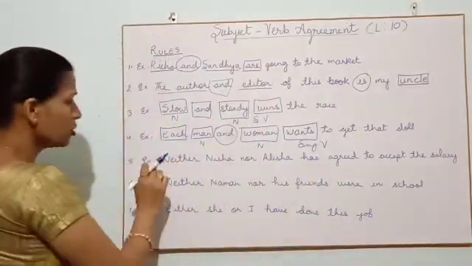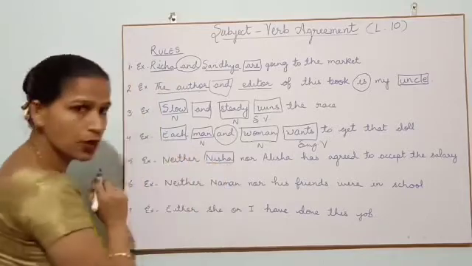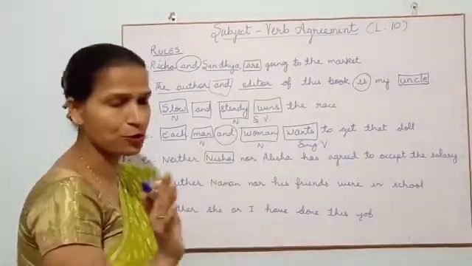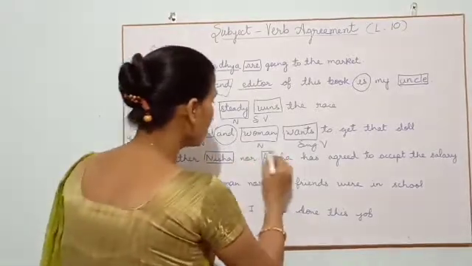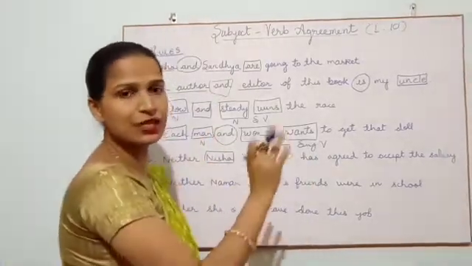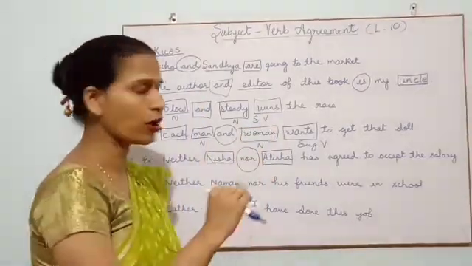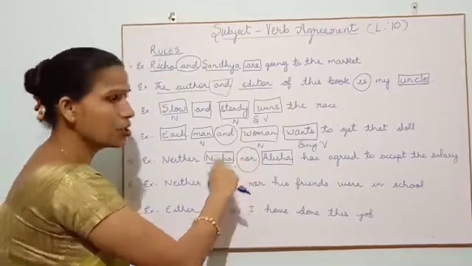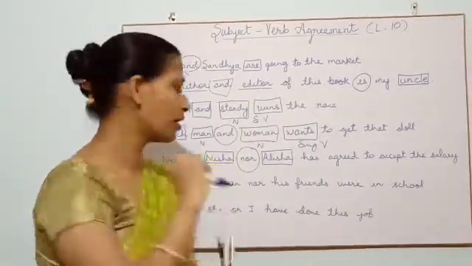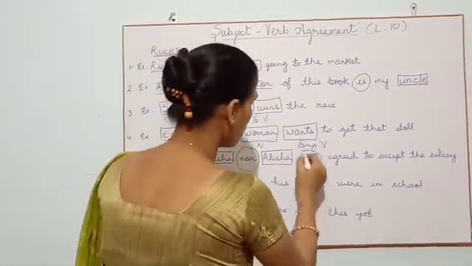Let's see. Two singular subjects. Nisha, singular subject. What are subjects? I am sure you all know. Elisha, singular subject. These two singular subjects are joined by the word nor, or it can be or. I have taken an example with the word nor here. And then what do you have to do? We take a singular verb.